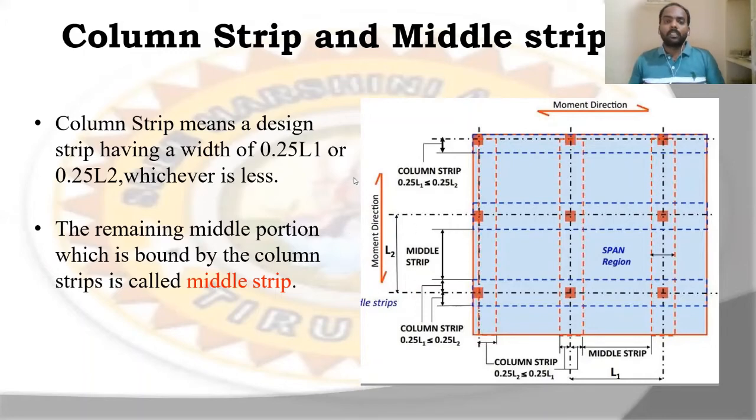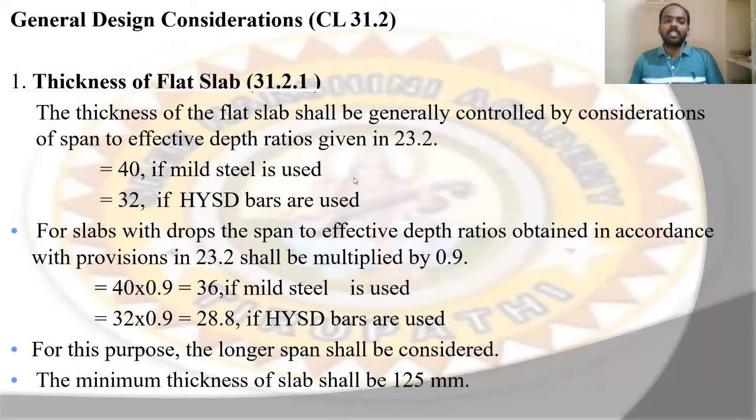Next, general design considerations as per IS 456-2000 clause 31.2 for flat slab. First we have to find out the thickness of the flat slab. Thickness of the flat slab shall be generally controlled by considerations of span to effective depth ratio given in 23.2, that is equal to 40 for mild steel, and for HYSD bars we take 32.